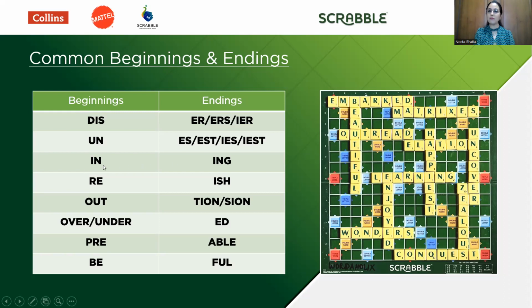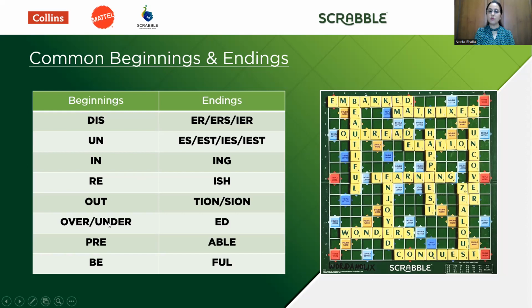With in, you could make words like inquiry. With RE, there could be words like review or release. With out as a beginning, you could make words like outside or outrage. Shown on the board over here is the word outread, O-U-T-R-E-A-D. This could also be anagrammed into outdare, O-U-T-D-A-R-E.